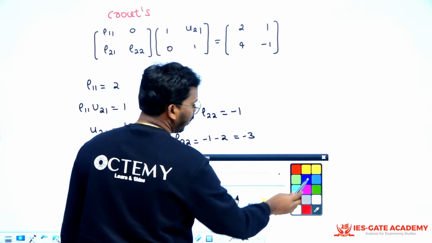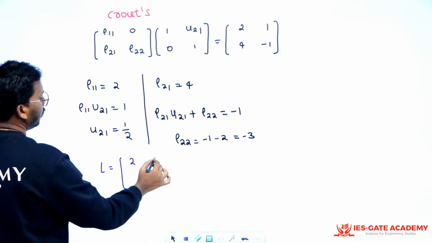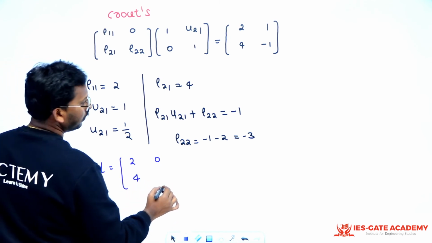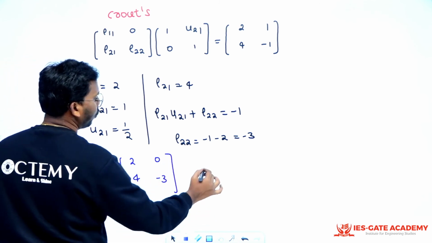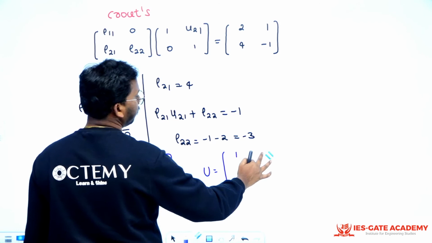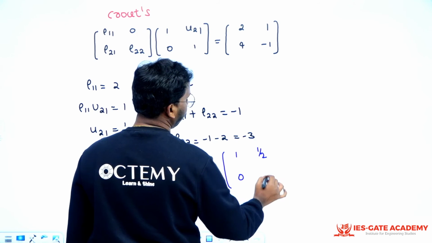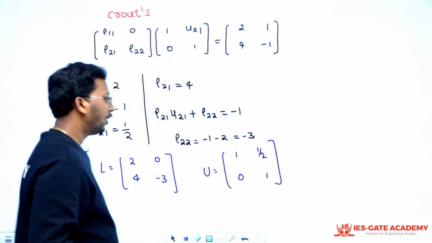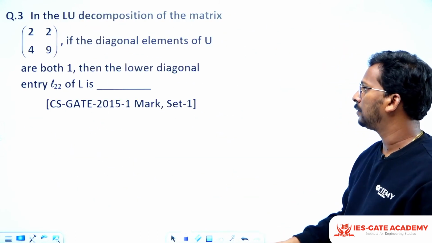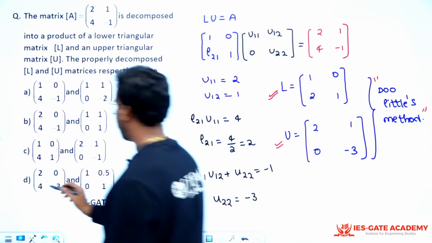So see, what will your L matrix be? It will be something like this: 2, 0, what is your L21? 4, L22 is minus 3. And what is your U matrix? 1, what is U21? 1 by 2, 0, 1. Now let us check the options. If you check the options, 2, 0, 4, minus 3, 1, 1/2, 0, 1. Option D is matching, right?